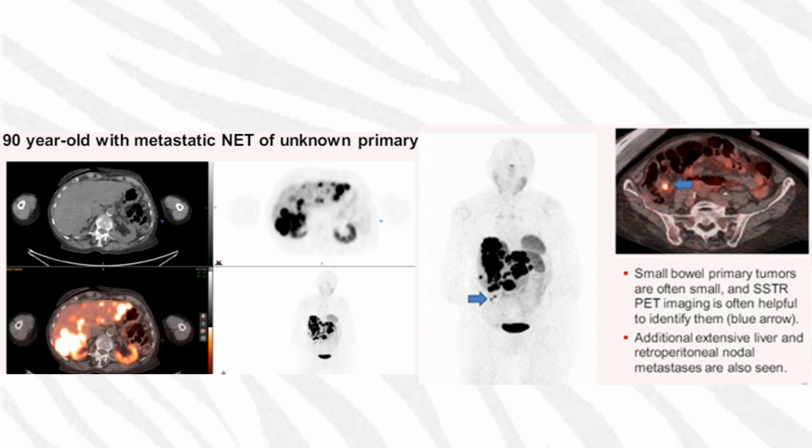And additional extensive liver and retroperitoneal nodal metastases are also seen. So this is where you see them extensively in the liver. On the transaxial images you can see here, I like to point it out on the fusion imaging because that helps you see that the red there is the outline of the liver, and then all these white yellowish areas are the tumors. And then retroperitoneal, you see up here in the rest of the abdomen there.